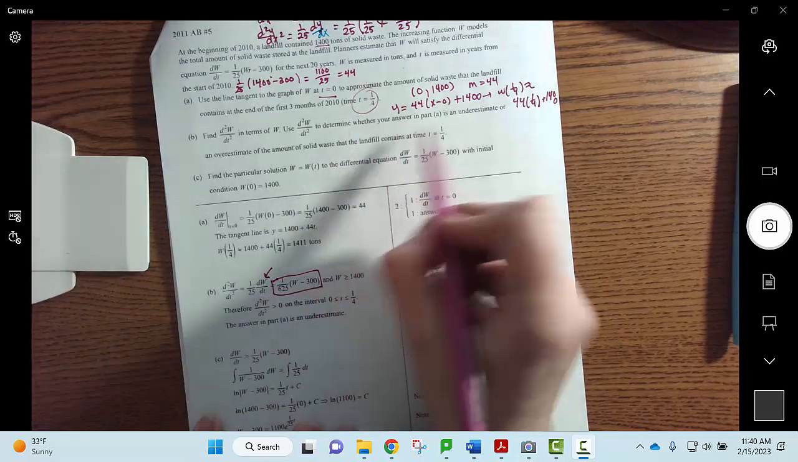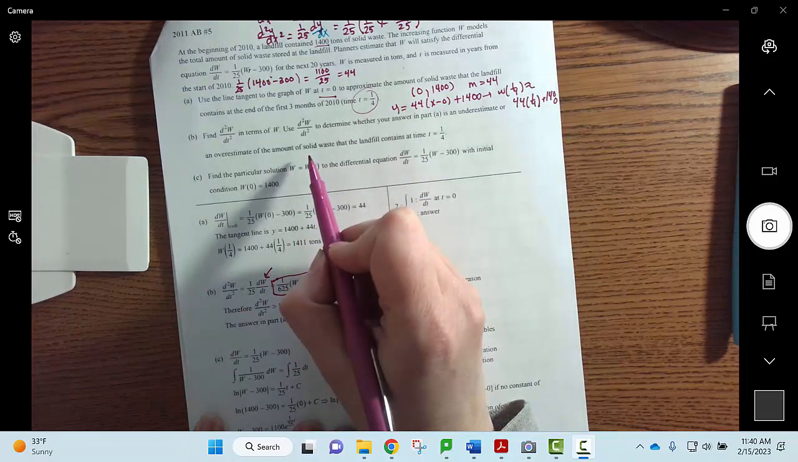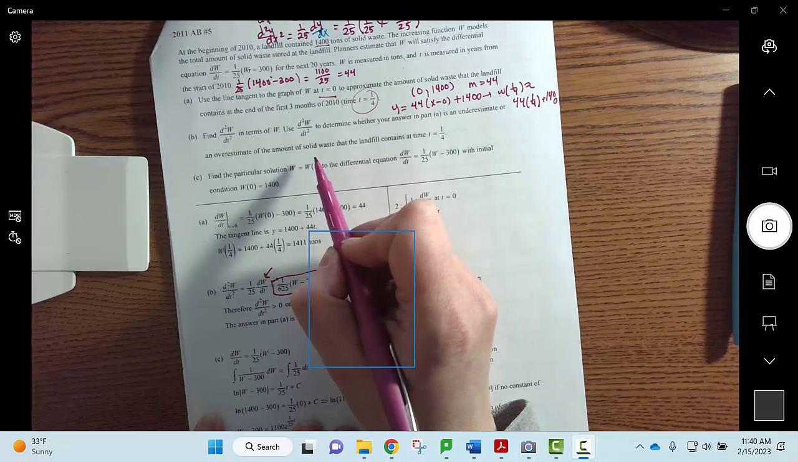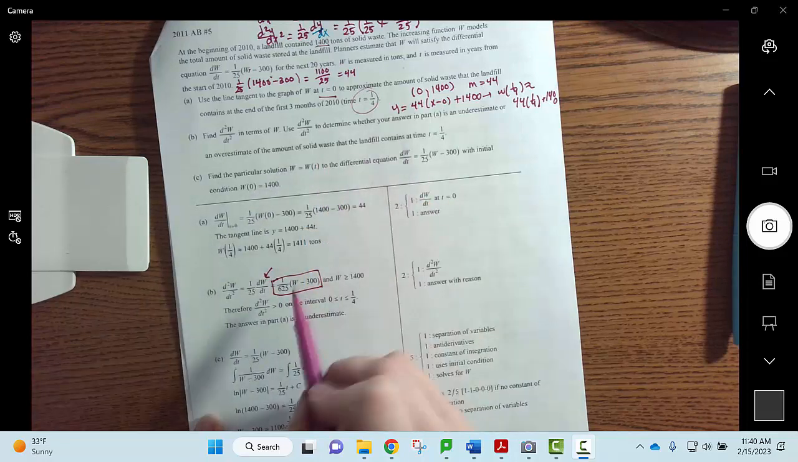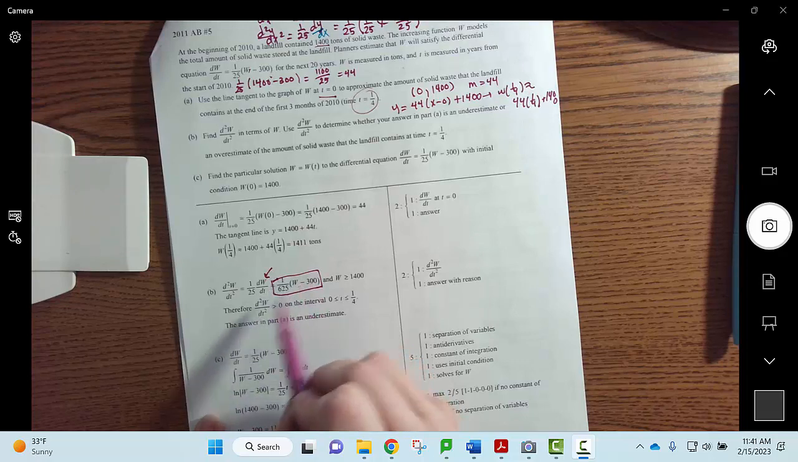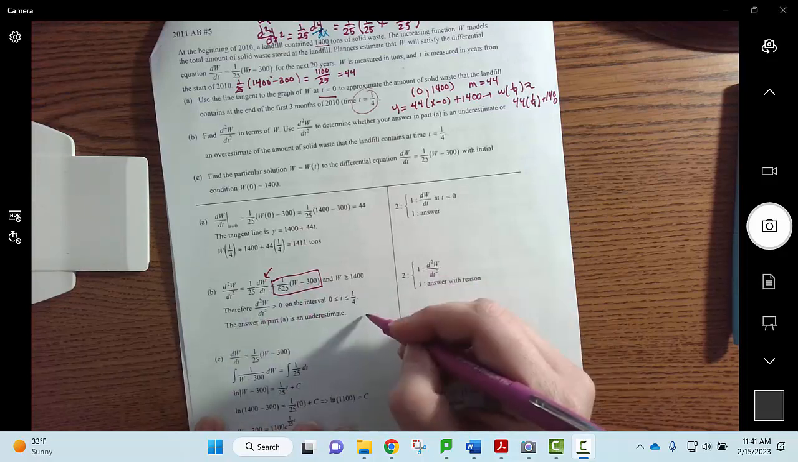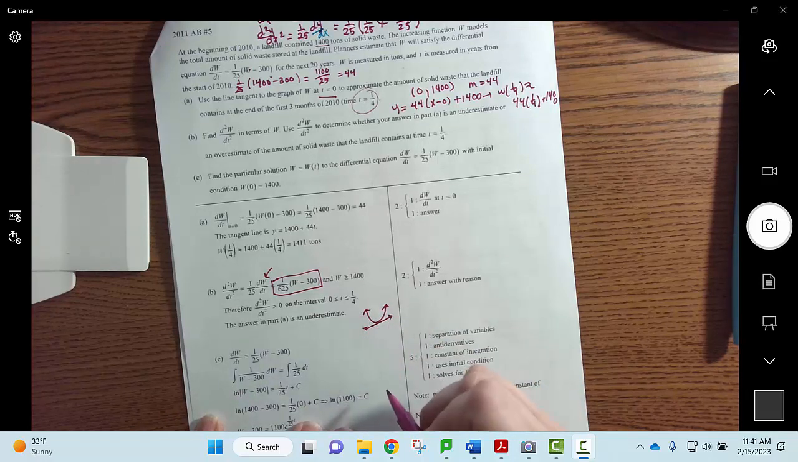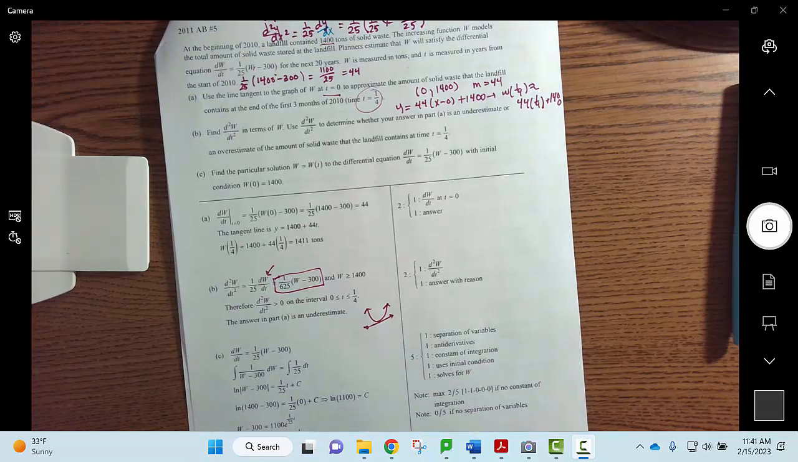Okay, now is it an underestimate or overestimate, that tangent line? So we have to know whether this is going to be a positive or negative second derivative to know about concavity. So back here, if I plug that 1400 in there, I'm going to get a positive number. So it's saying here that the second derivative is positive, which means we're concave up. And if we drew a tangent line on something that was concave up, it would definitely be under. So that's how they get underestimate for that one.